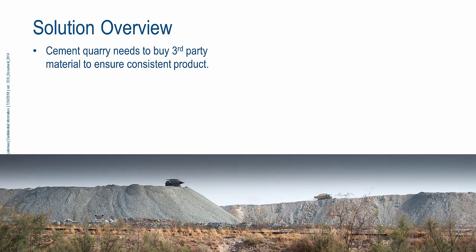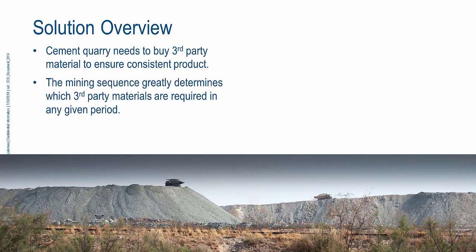So in a cement quarry, it's very common to purchase third-party materials to supplement the material coming out of the quarry itself. The reason for this is they need to ensure that the material is of consistent quality when arriving to the mill or plant. And they use third-party materials to address shortcomings in the quality of the product coming out of the quarry.